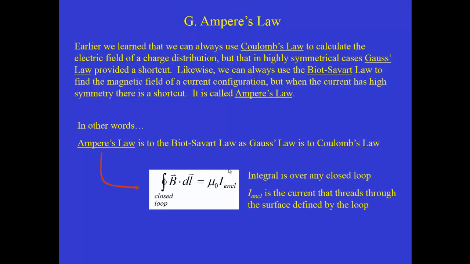The integral, therefore, is over any closed loop, and I enclosed is the current that threads through the surface that closed loop defines. Clearly we need to do an example so that you can understand what's going on here, but the important part is, just as in Gauss's law, you had to choose a surface over which to evaluate Gauss's law and then ultimately solve for the electric field. Here, when we use Ampere's law, we have to define a loop around which to do the integral so that we ultimately can solve for the magnetic field on the perimeter of that loop.